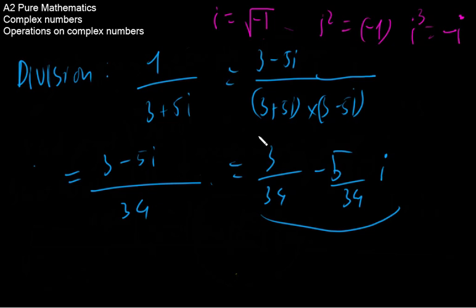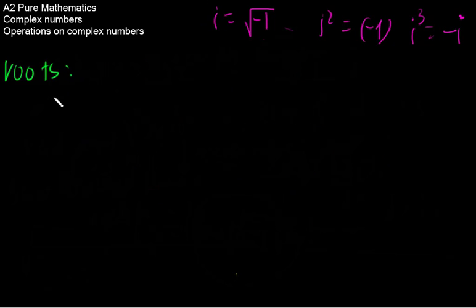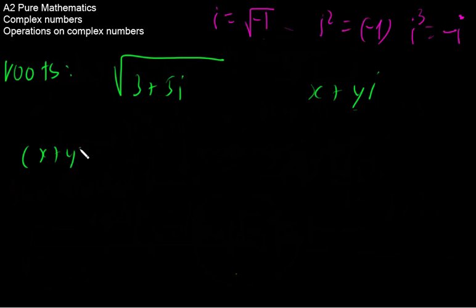Now let's talk about the roots of a complex number. Let's say you want to find the roots of the complex number 3 plus 5i, and put them in the form of x plus yi. Now the root of 3 plus 5i is equal to x plus yi. So we have x plus yi squared is equal to 3 plus 5i. Now here, this is x squared plus 2xyi minus y squared, since yi squared is y squared times i squared.